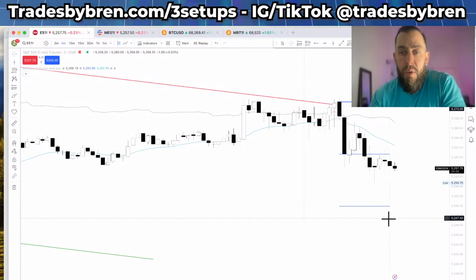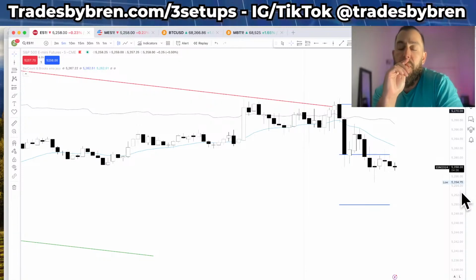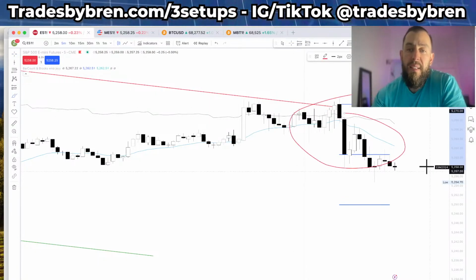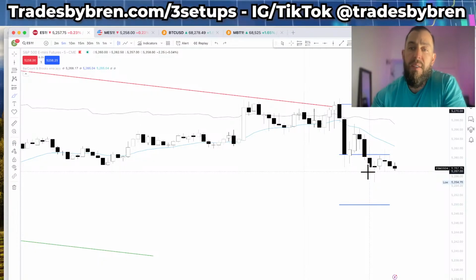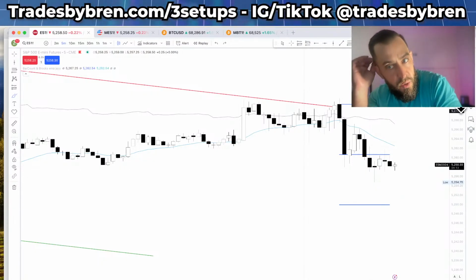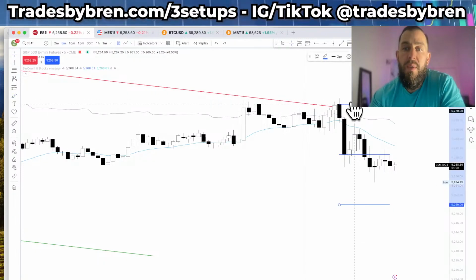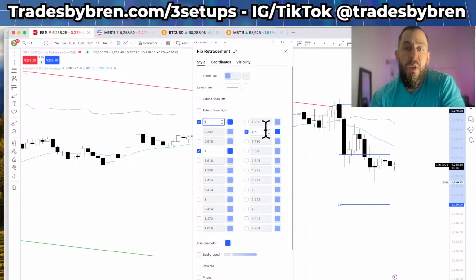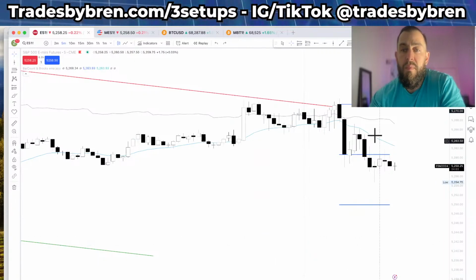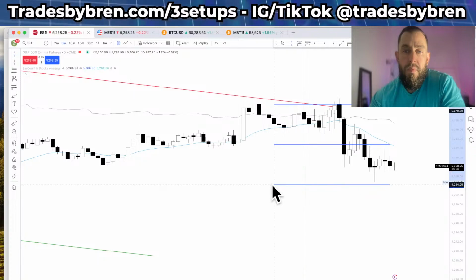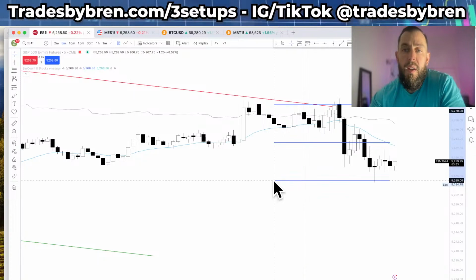Based on this, I think we're going lower. Because usually when you get a move in a direction, you get an equidistant move like that. So you get a move that size, then you get another move that size, right? Just a fib retracement with two equidistant moves. And if you want to see how I have that set up, this is how I have it set up. 0, 0.5, 1. Two equidistant moves. Interesting.